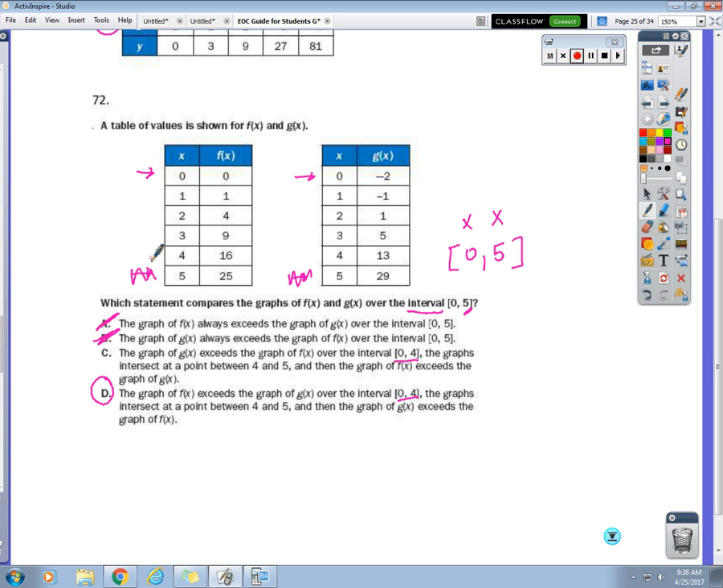We're worried about those coordinates from 0 to 4. Well, f of x is the bigger one at that point, right? Than g of x. So you're looking for this one. The graph of f of x exceeds the graph of g of x over the interval 0 to 4. They intersect somewhere between 4 and 5, and then g of x starts to exceed. Does that make sense? I know that's a lot to kind of take in. You just got to take one statement at a time and think about it. Okay? All right, next page.